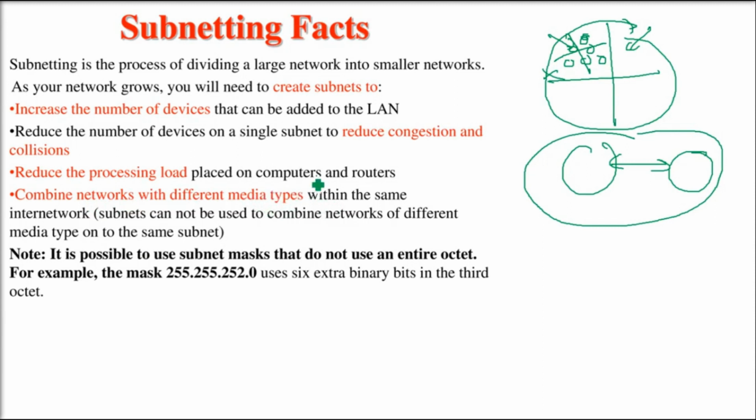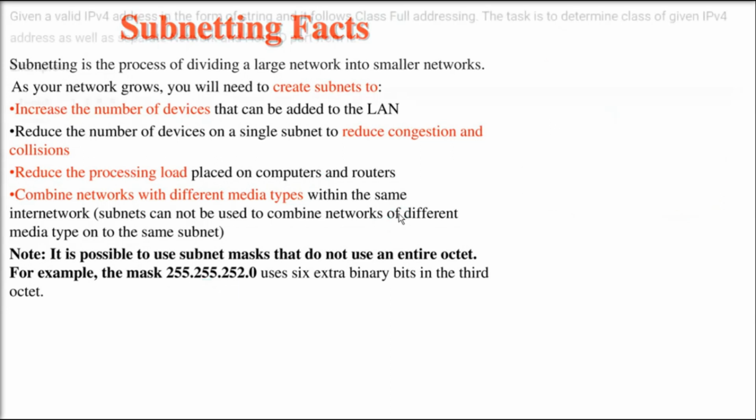It is not possible to use subnet masks that do not use an entire octet? For instance, the mask 255.255.252 uses 6 extra binary bits in the third octet. So it is possible to use subnet masks that do not use an entire octet. Subnetting is dividing. We are borrowing, stealing some host bits, because the network part we cannot change, but we borrow some bits from the host part and then make the subnet. We are going to see that a lot.